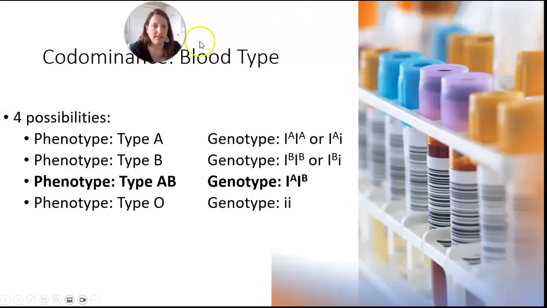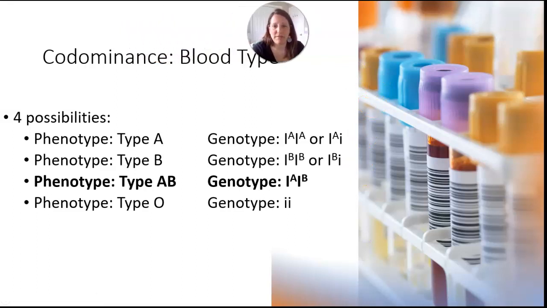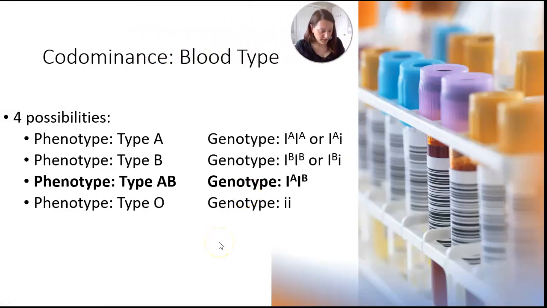Here's a really good example of codominance. This is one of my favorite examples. So you'll have lots of genetics questions on this. Blood type. Okay, and we're going to keep it simple. We're not going to actually talk about the Rh factor, but if you know about that, that adds another layer of complexity here. We're just going to talk about the 4 blood types.